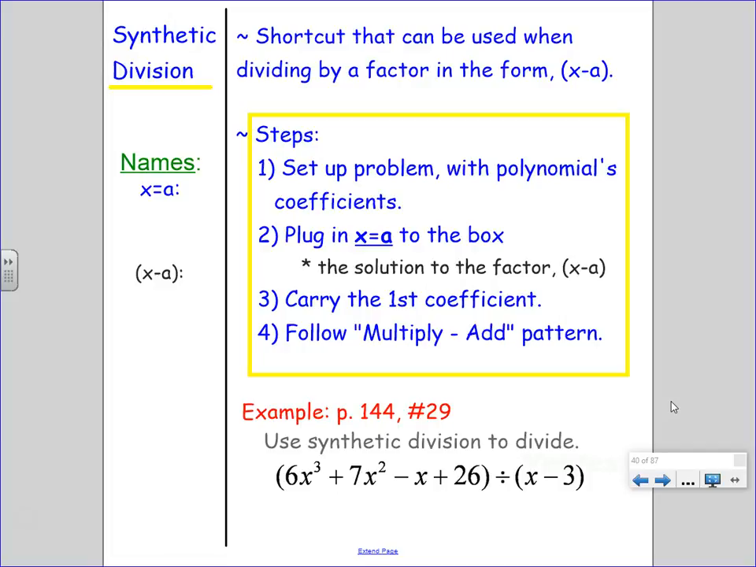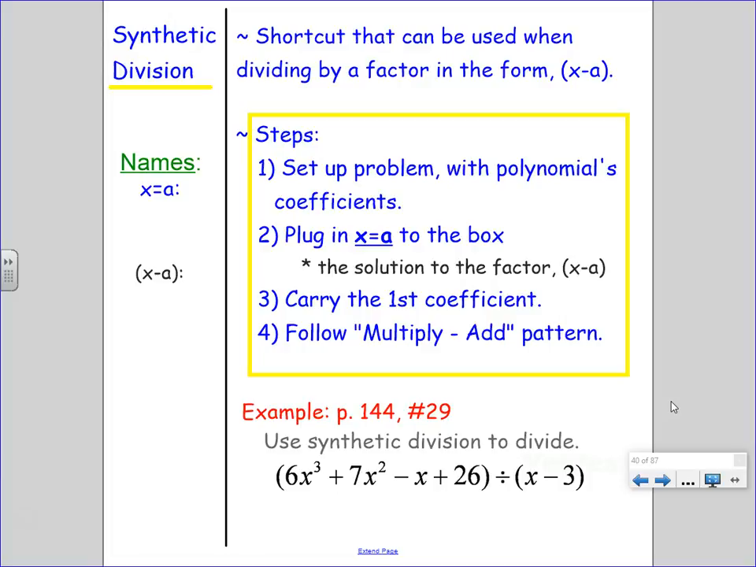So synthetic division, great shortcut. You guys are writing, it can only be used when you're dividing by an x minus a, or something that can be rewritten in the form of x minus a. And then steps. This is the reminder of how it works. Take the polynomial's coefficients of each term, and if a term is missing, make it 0.